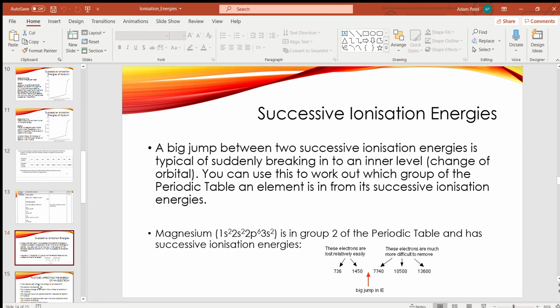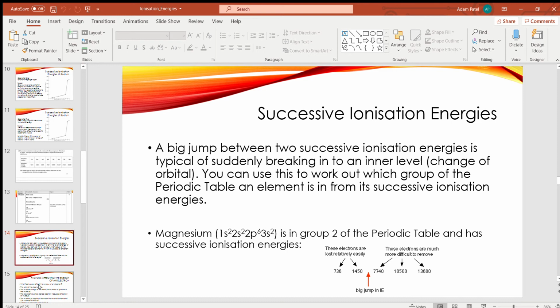Magnesium is in group 2 of the periodic table and has successive ionization energies of 736, 1450, 7740, 10,500 and 13,600. As you can see, there's a big jump between the second and the third ionization energy. This suggests that you've switched subshell. In this case, because it's magnesium, if you get rid of the 3s2, you've also dropped down in energy level, from level 3 to level 2. You've removed a shell, going from the third shell to the second shell.